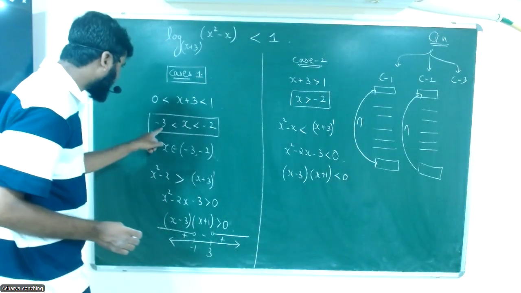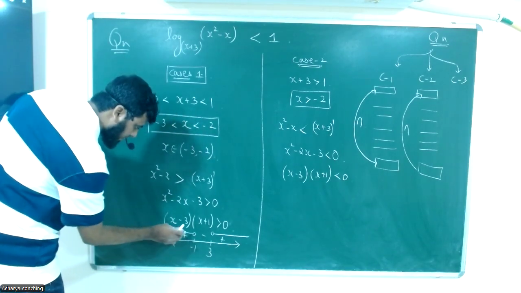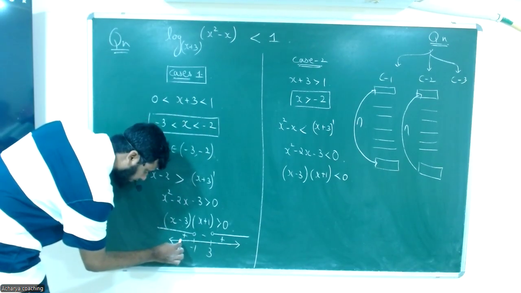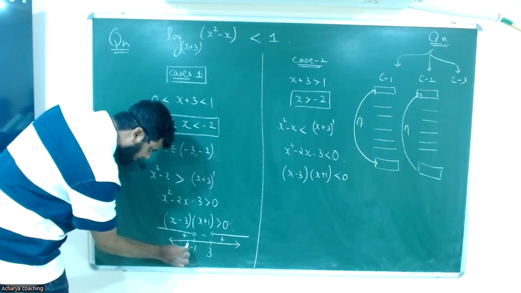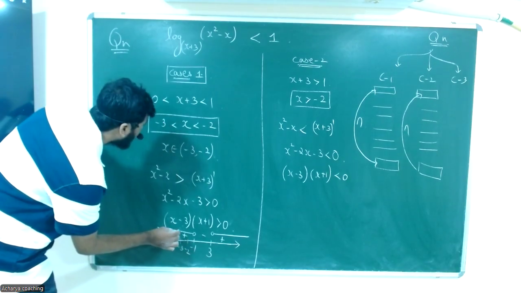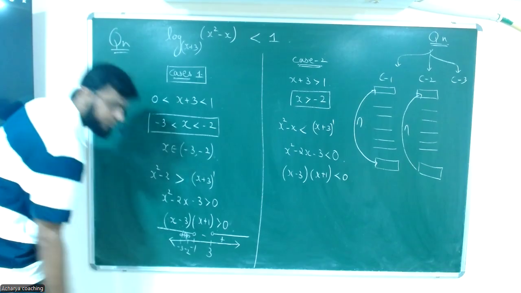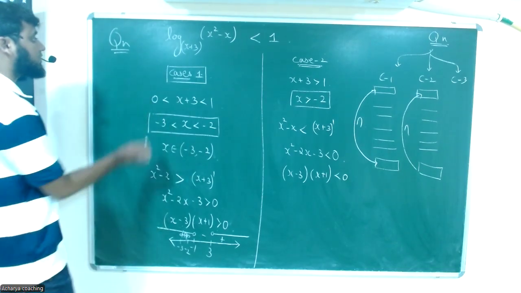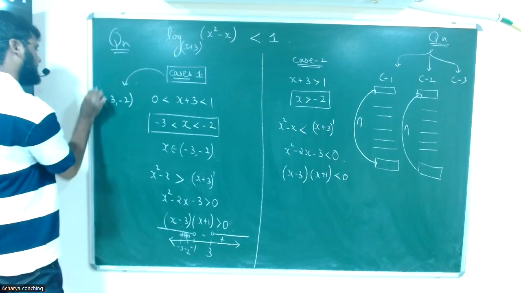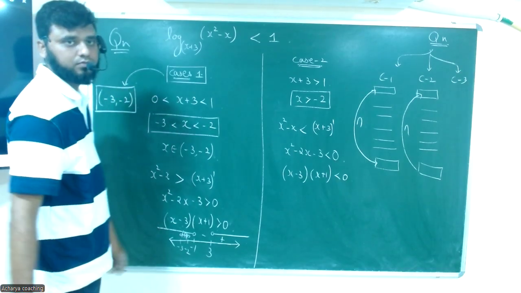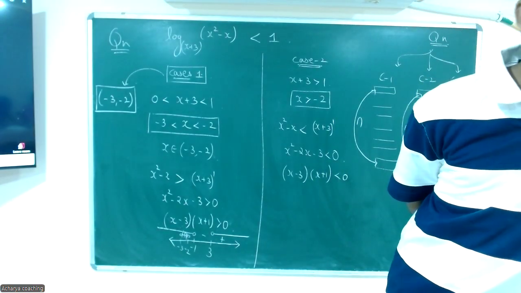So in this case, minus 3 to minus 2 we have, and this is the answer we got. Minus 3 to minus 2 means minus 3 will be here, right? And minus 2, it will be here. What is the common we have? This is the common, right? So minus 3 to minus 2 is the answer for case 1. Any doubt in this? This is the answer for case 1. If you have any doubt in this, you can ask.